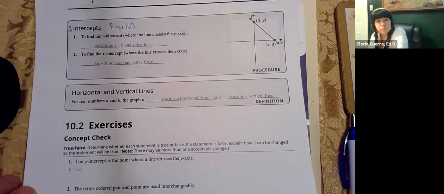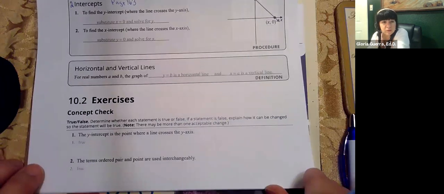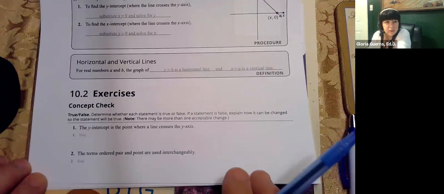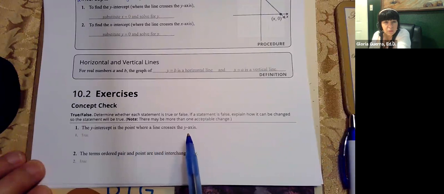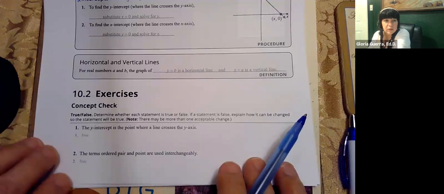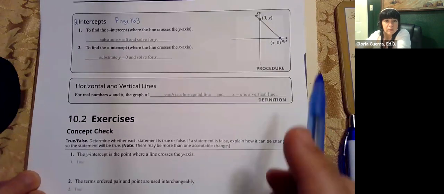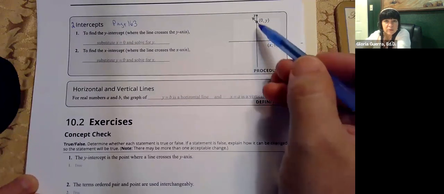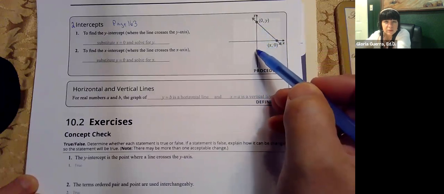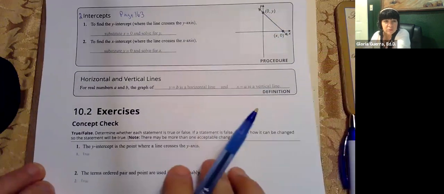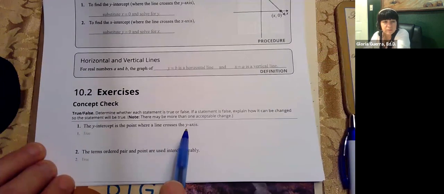Okay, so then let's see, we have a little bit of true and false. Let's see what they say here. It says that the y-intercept is the point where the line crosses the y-axis, and that's true. You see that here, this is the y-intercept where it crosses the y-axis. It might be here or here or anywhere on the y-axis, but that's true.